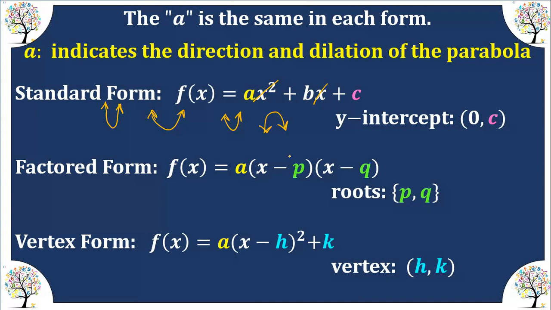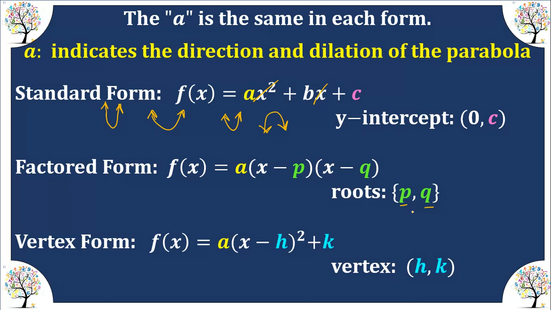For factor form, you can easily identify the roots. Remember, you set each factor equal to 0. So this is when we have x minus p and x minus q. When we set those equal to 0 and bring it across the equal sign, we get the two roots. So factor form gives us our roots.